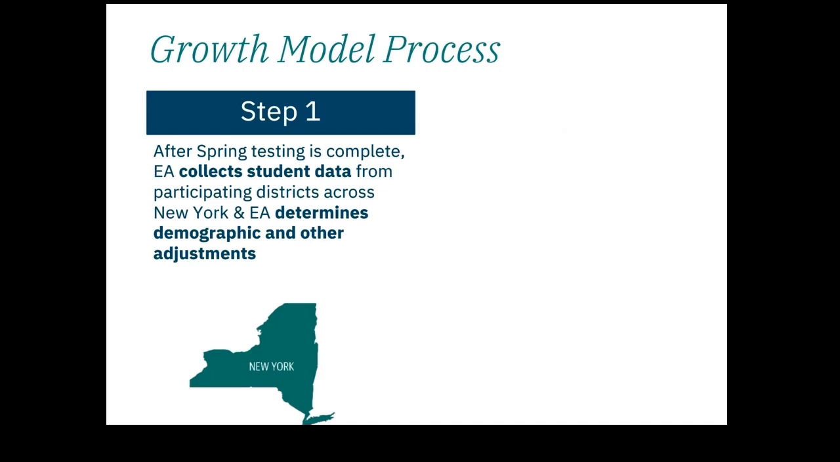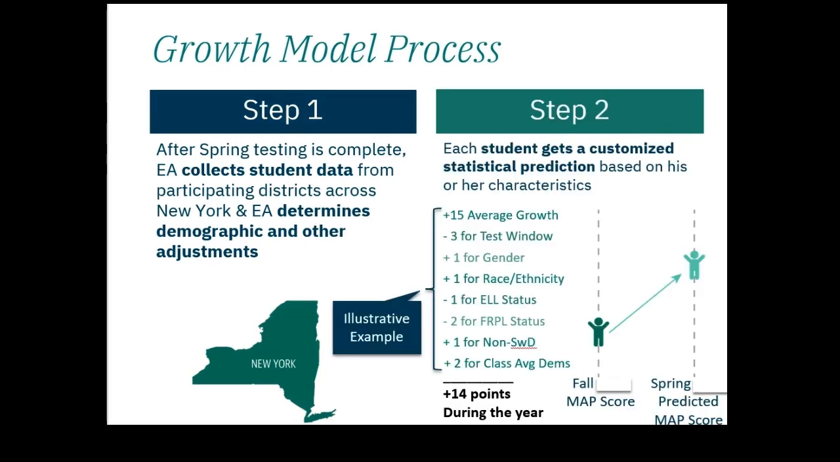The first step we do is to collect all the spring and fall test scores for students across New York that participate with us. We collect student data and determine demographic and other adjustments based on those data. And we collect the NWEA test results directly from NWEA. That allows us to know how much this year English language learner status, for example, seemed to impact the growth of students, or other factors that we calculate.